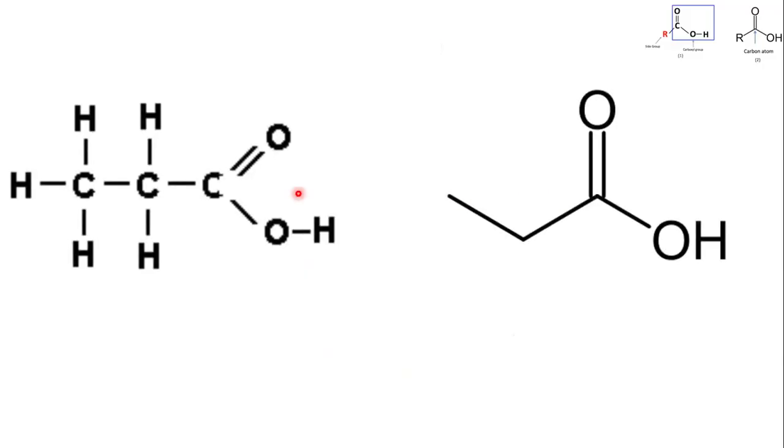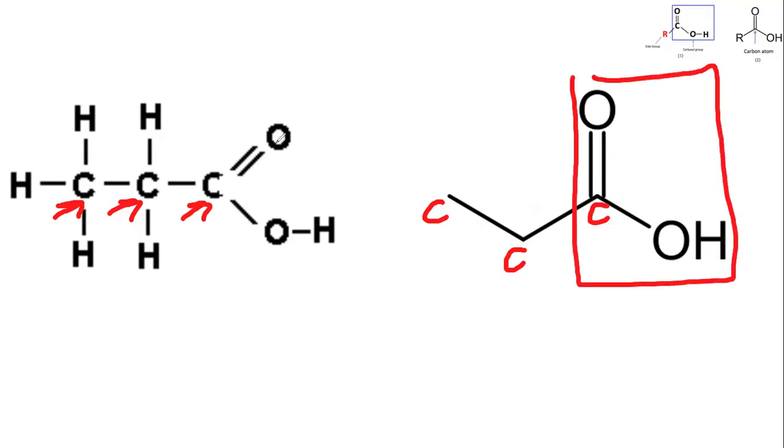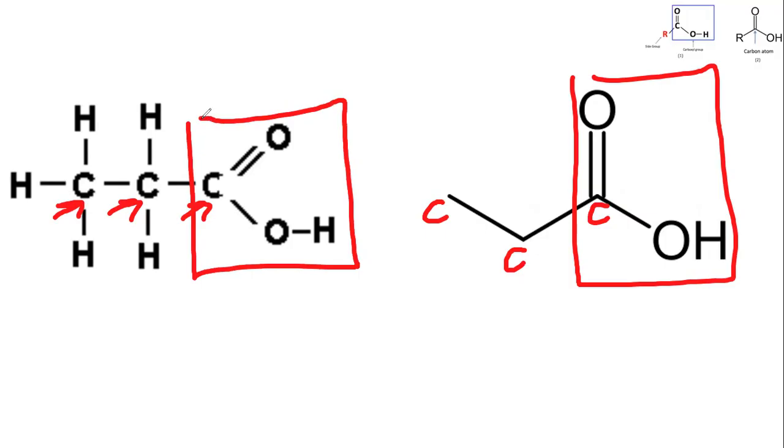Let me erase this and clear our drawings. Let's move on to the next one. What if you have three carbons? What are you going to do? We have one, two, three carbons. The same thing for this one: one, two, three carbons. We know it's a carboxylic acid. Clearly, this is a carboxyl group, and we could also see that this is a carboxyl group as well. So we know we're dealing with a carboxylic acid.